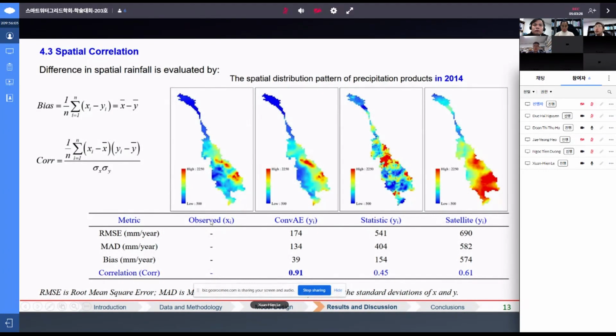Compared to the observed data, the deep learning model of convolutional autoencoder shows a superior performance with a correlation of 91%, and the bias is lowest, about 40 millimeters per year. The statistical data show poor performance.